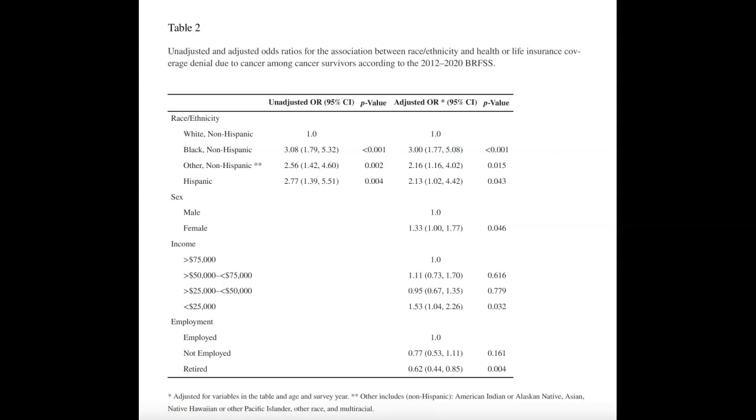We can use multivariate analysis to detect confounding in our data. This table is from a research study that was actually published. In this research study, what we looked at was the relationship between race, ethnicity as our independent variable and whether or not someone was denied health or life insurance. That was our outcome variable.